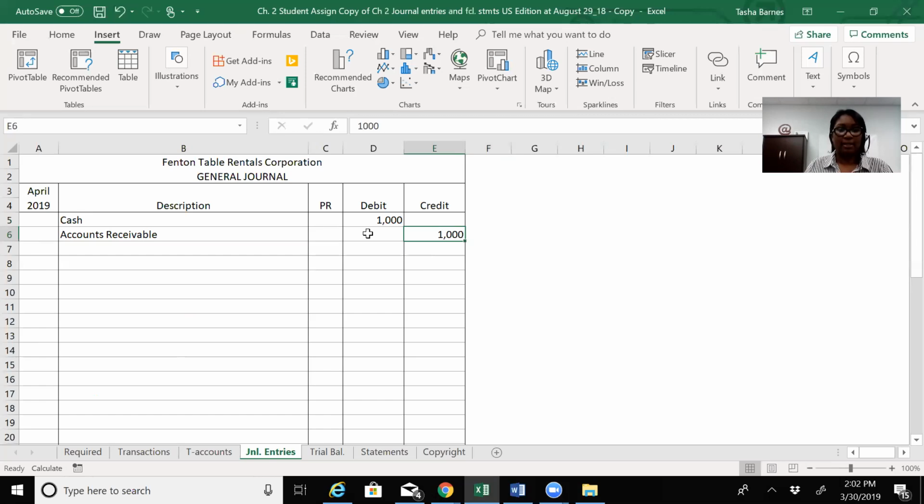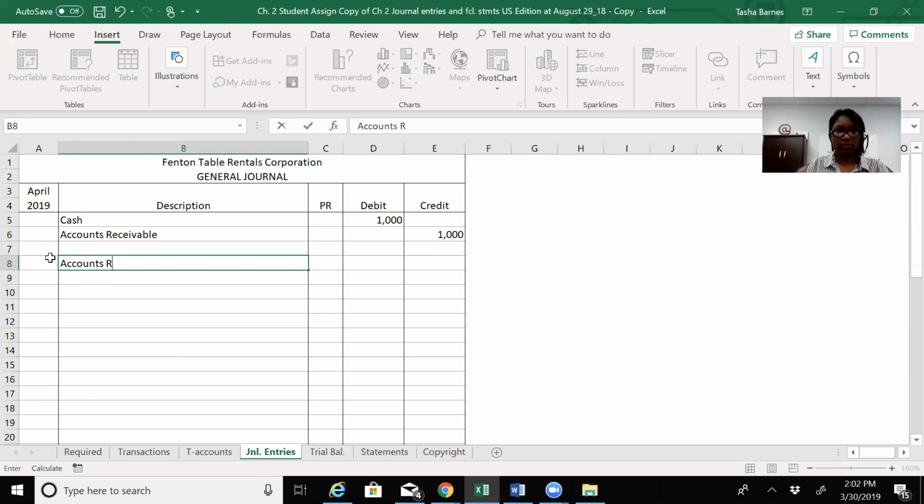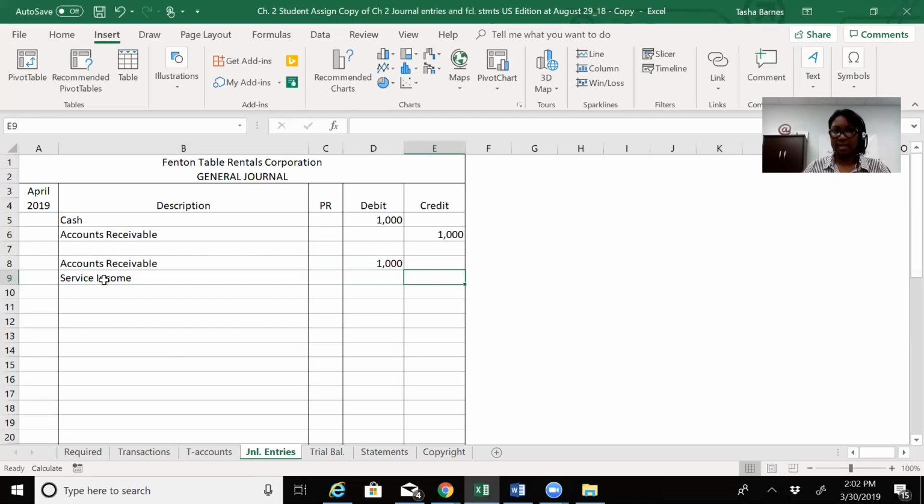Let's do B. So B was it billed the customer for tables rented to date. Accounts receivable, we're billing it. So we have accounts receivable for $1,000. And revenue, we can record the revenue. Revenue, income or revenue, whatever you call it, service income or service revenue is the same thing. It has a normal credit balance. So we're going to put service income, $1,000.